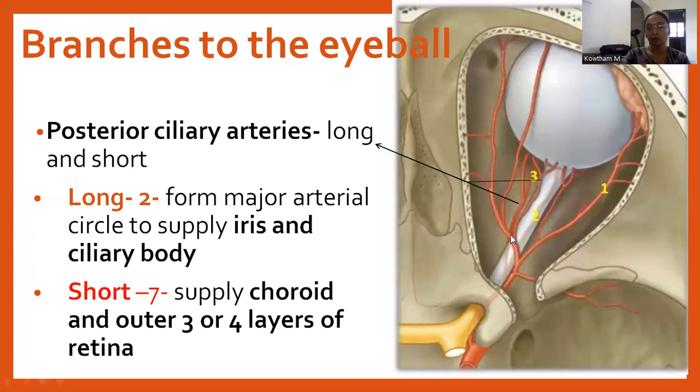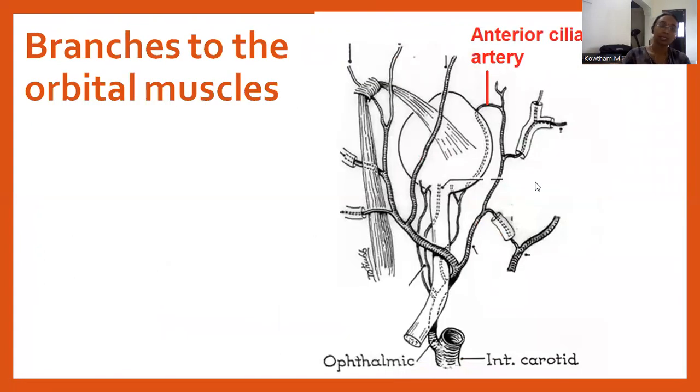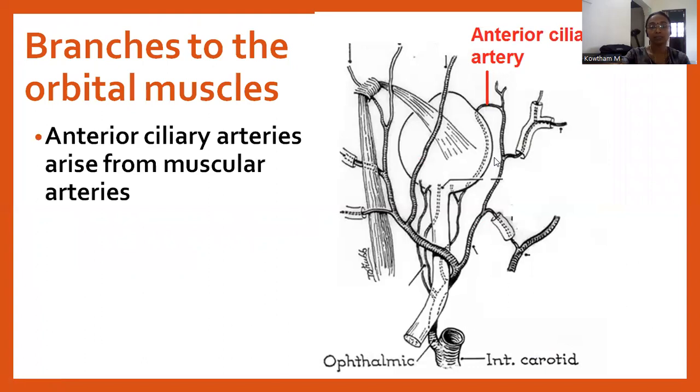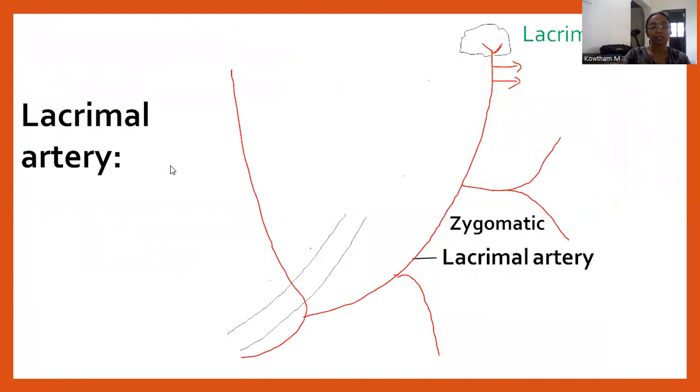Now next, in this picture also you can see the posterior ciliary arteries. These are the posterior ciliary arteries. Next we are going to see about branches to the orbital muscles. So these arteries are called anterior ciliary arteries. They usually arise from the muscular arteries. Okay, so they supply the muscles. So that's why it is called anterior ciliary artery or branches from the muscular arteries.